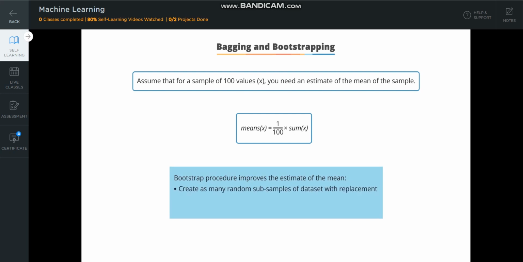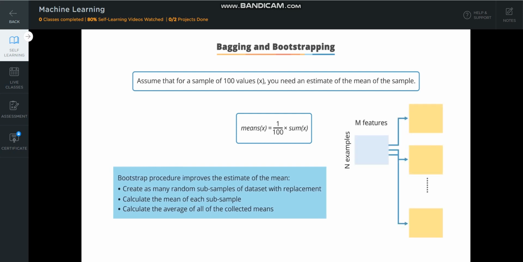1. Create as many random subsamples of that data set with replacement, which means you can select the same value multiple times. 2. Calculate the mean of each subsample. 3. Calculate the average of all of the collected means and use that as the estimated mean for the data. Now you know that your sample has n examples and m features. So first, we need to extract the subsamples from the huge data set based on the features and examples.